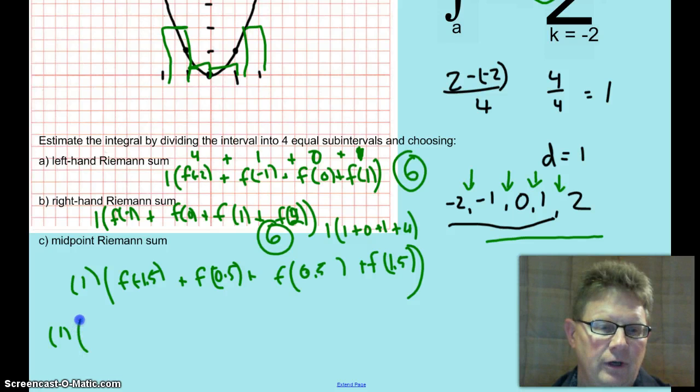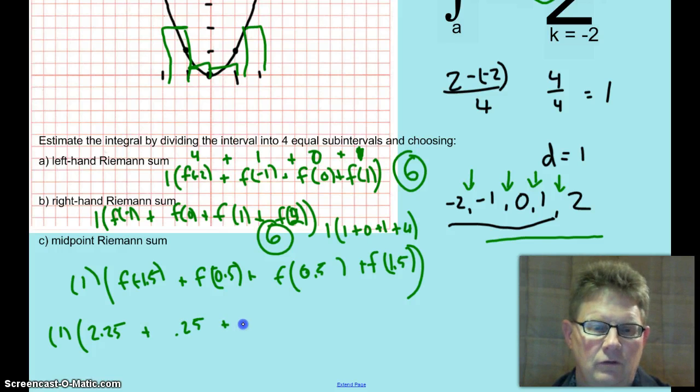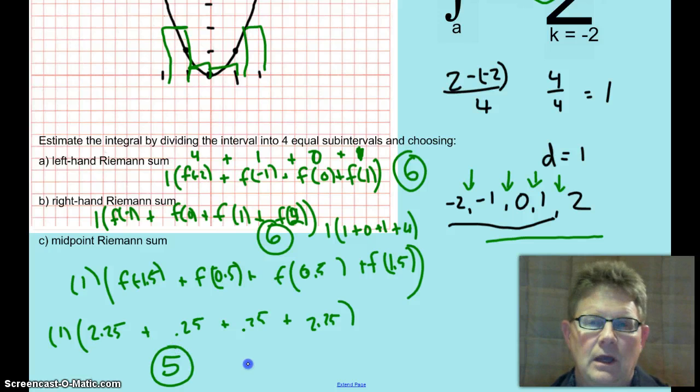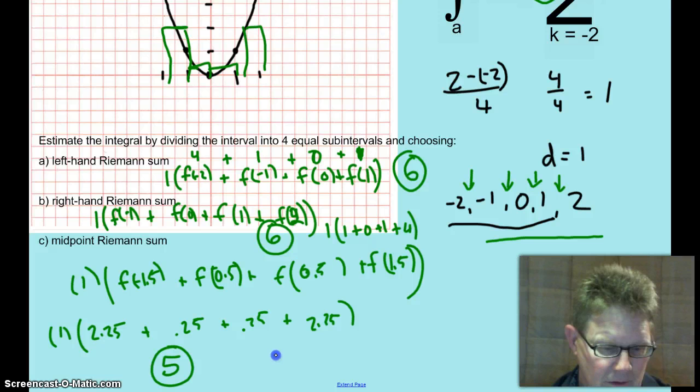Negative 1.5 squared is 2.25, plus 0.25, plus 0.25, plus 2.25, for a grand total of 5. And I think if we actually did the integral, the actual total would be 5 1/3.